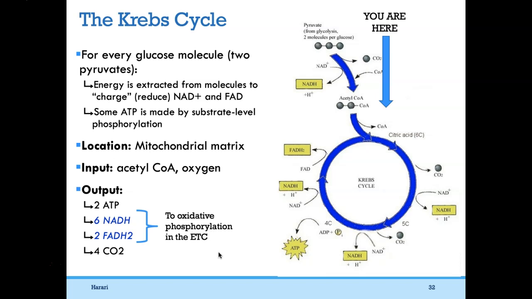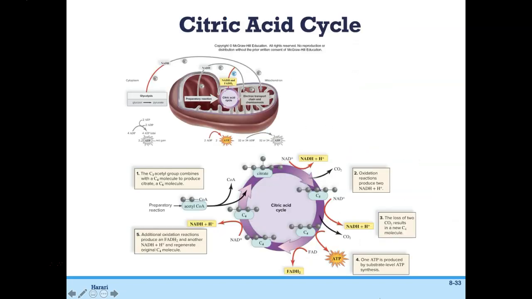Oxidative phosphorylation is like chemiosmosis. It's the way that we're going to use ATP synthase to make lots of ATP. So this is the overview in the book.